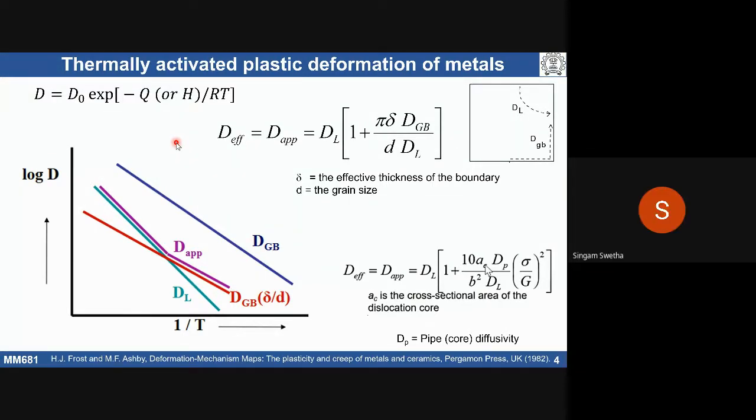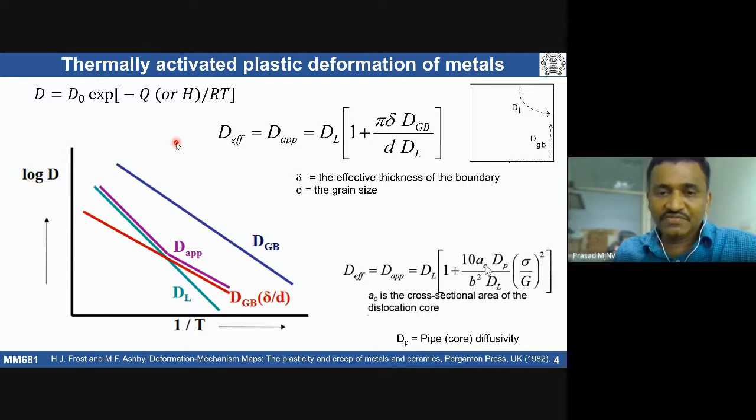Yes, sir. There's a huge science behind this diffusion. There's a separate course one can actually take. But as far as this course content is required, I'm giving some important terminologies which you have to understand.